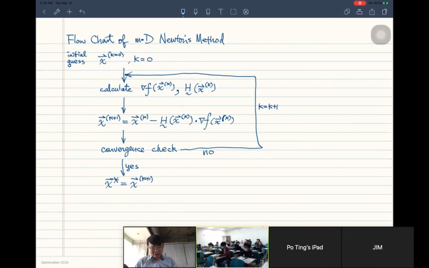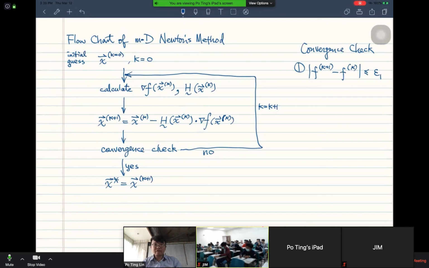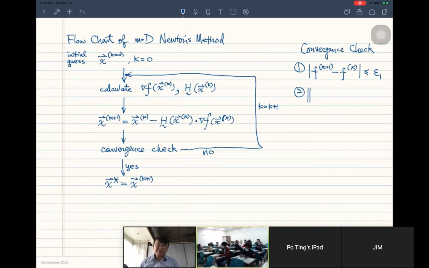But how about the convergence check? One kind, of course, you still can compare the function value and the previous function value, when the difference between function values is small enough. Or you can compare the difference between points. But now we have vectors, multi-dimensional points, a vector of variables. So how do we compare the previous one and the new one? We can calculate the norm.